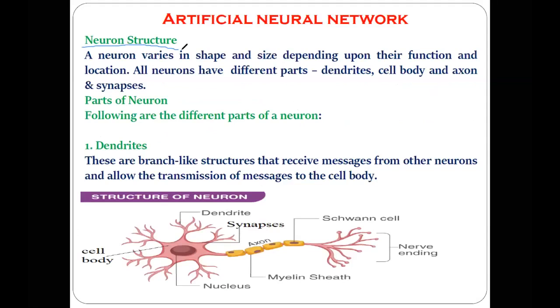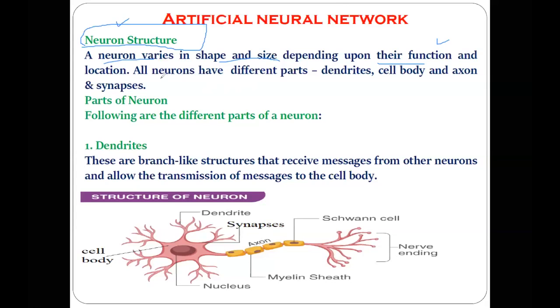So here we have to also study the neuron structure. Now this is the biological neuron structure. First you need to understand the biological neuron structure, then only you can understand the artificial neuron structure. As we have said, the neuron varies in shape and size depending on their functions. Just as I told you: sensory neurons, motor neurons, interneurons. Each particular neuron has its specific functionality, its particular role, and based on that function, their size and shape get differentiated.